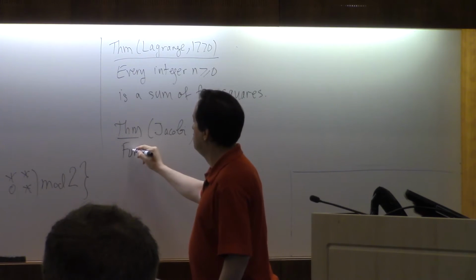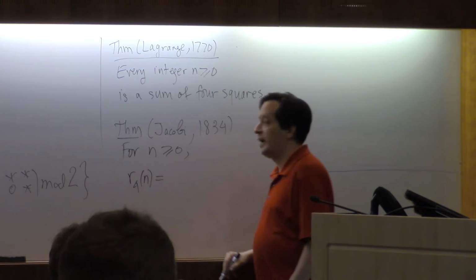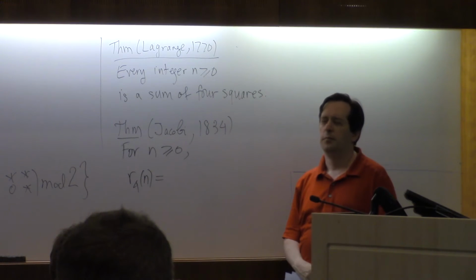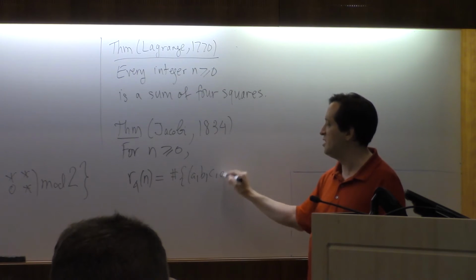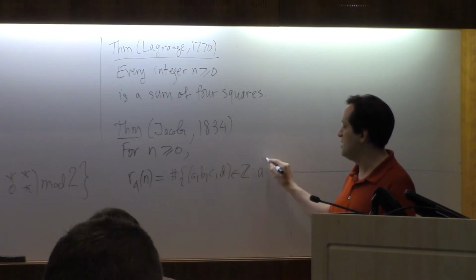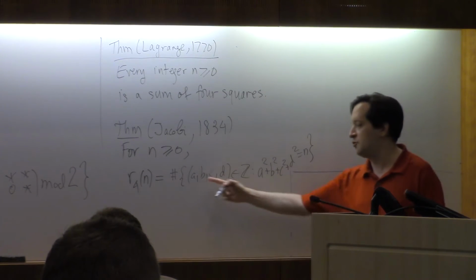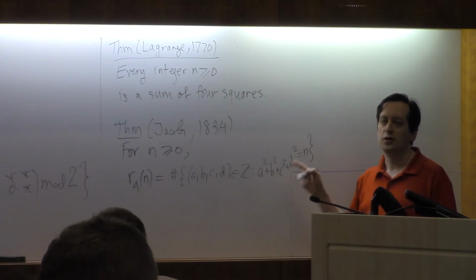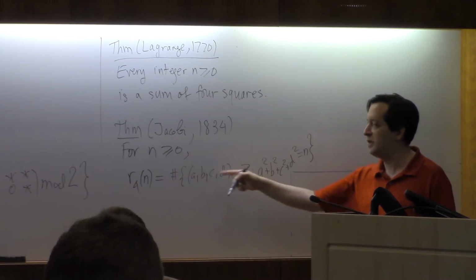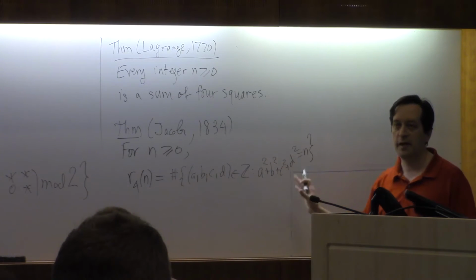So here's the formula for n greater than or equal to 0. I'll write R4(n) for the number of ways of writing an integer as a sum of 4 squares, so the number of 4-tuples a, b, c, d in the integers that make a squared plus b squared plus c squared plus d squared equal to n. There's a lot of duplication. If you can do this once and you change the signs in a, b, c, d, you get new representations. So you might think this is redundant, and maybe I should only count positive ones. No, it's good to count all ways of doing it, even allowing negative a, b, c, or d.